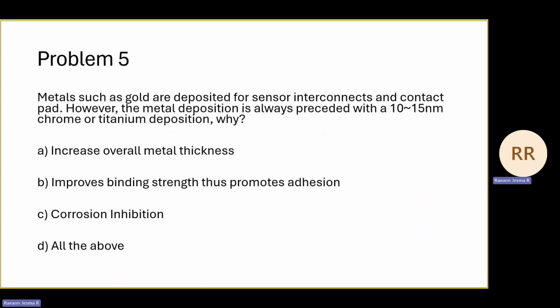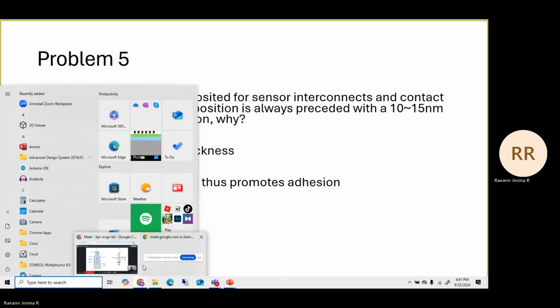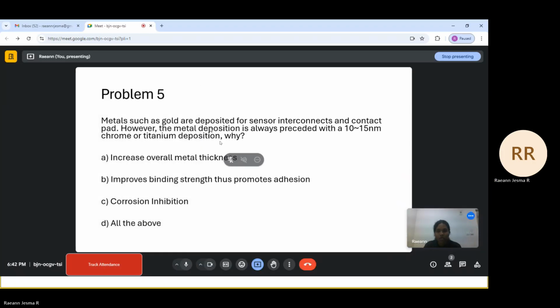Now let us move on to the next question, problem 5. Metals such as gold are deposited for sensor interconnects and contact pads. However, the metal deposition is always preceded with a 10 to 50 nanometer chrome or titanium deposition. Why? Option A is increasing the overall metal thickness. B. Improves the binding strength, thus promotes adhesion. C. Corrosion inhibition. And D. All of the above. So which one is the correct answer?